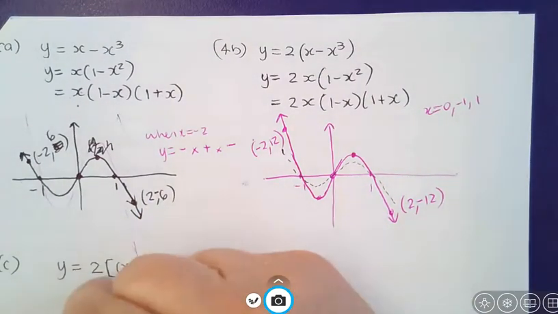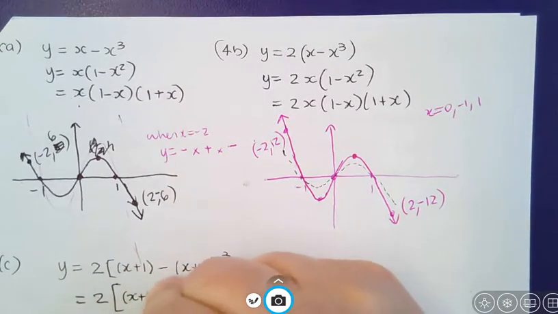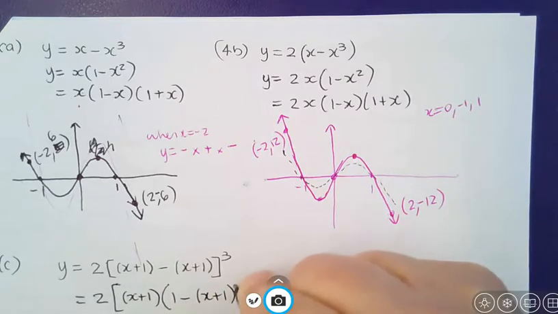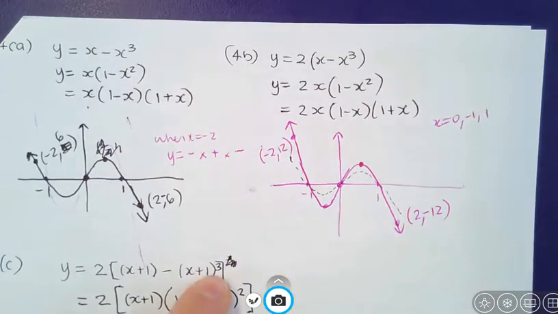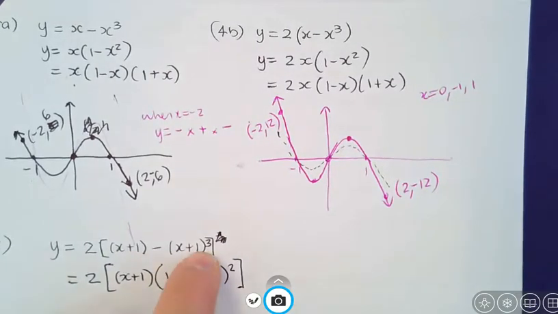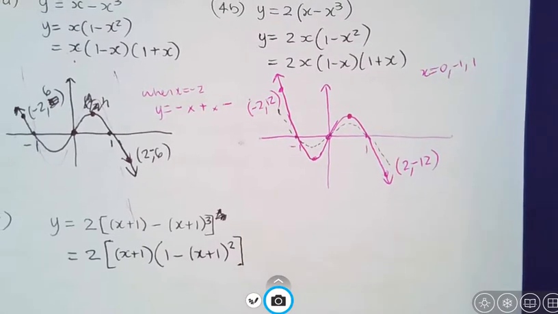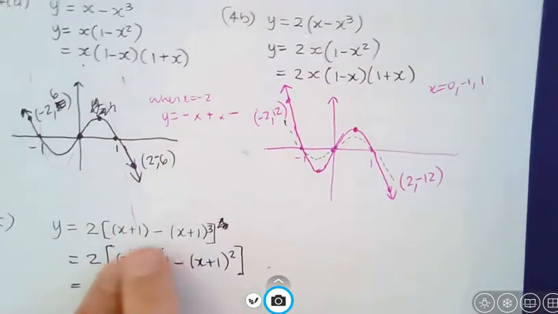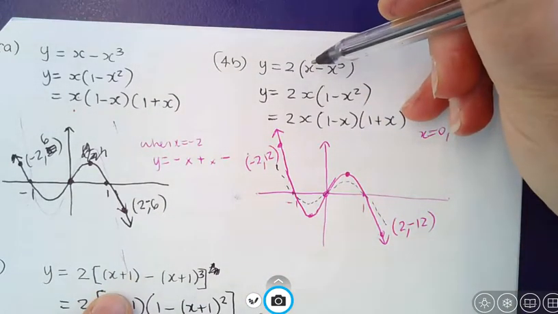If I factorize out the X plus 1, I get this. Actually, the cubed is not out there, it's here. Mistake, the cubed is in there. Fix the 3. Look, I can still play around with it, but you're meant to just compare that with this. It looks like the x's have been shifted by 1 unit to the left.